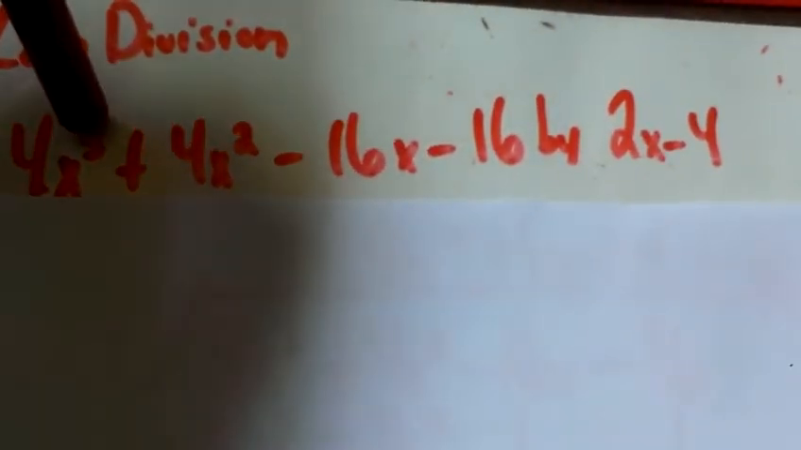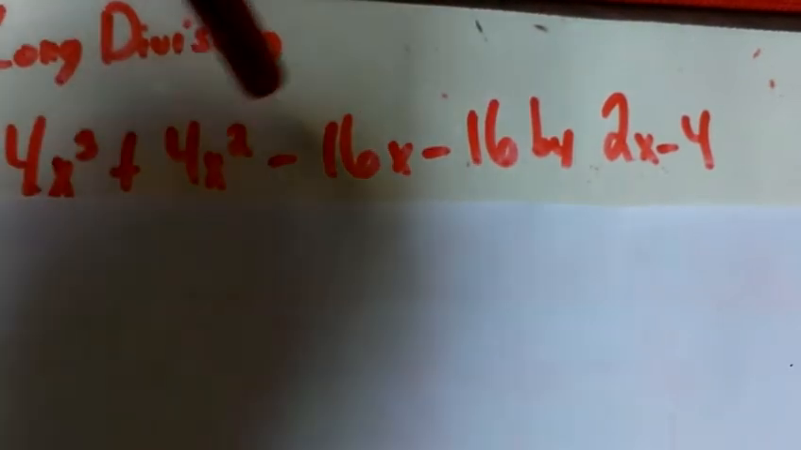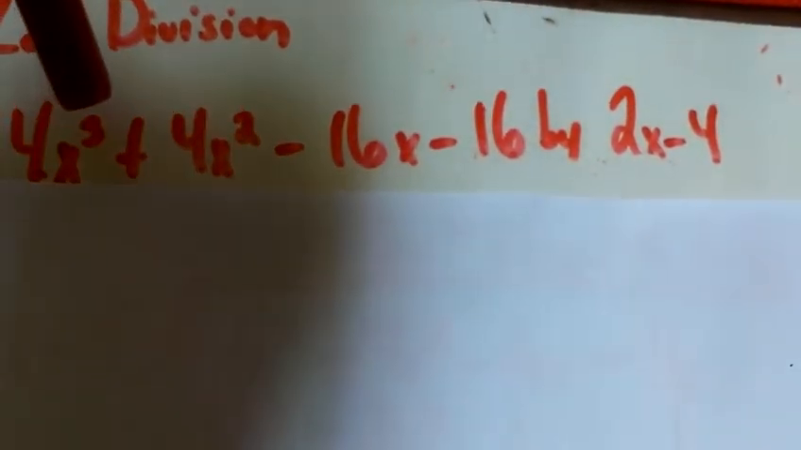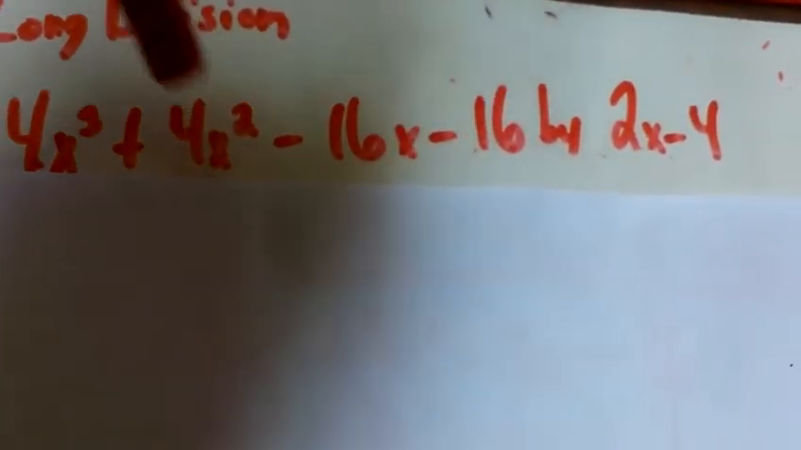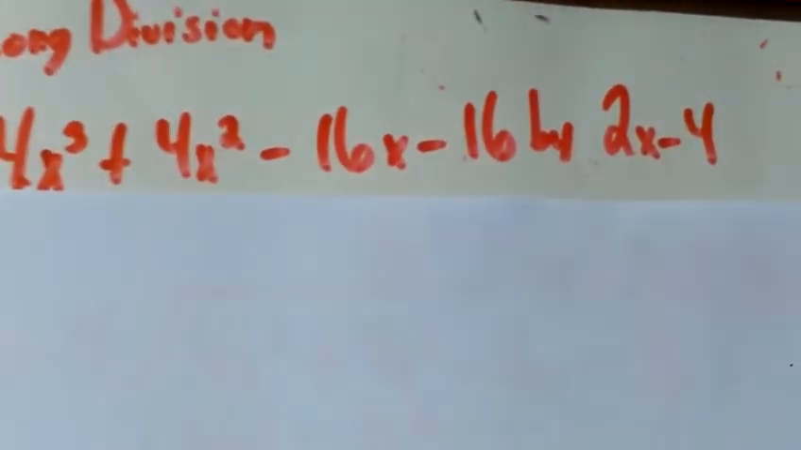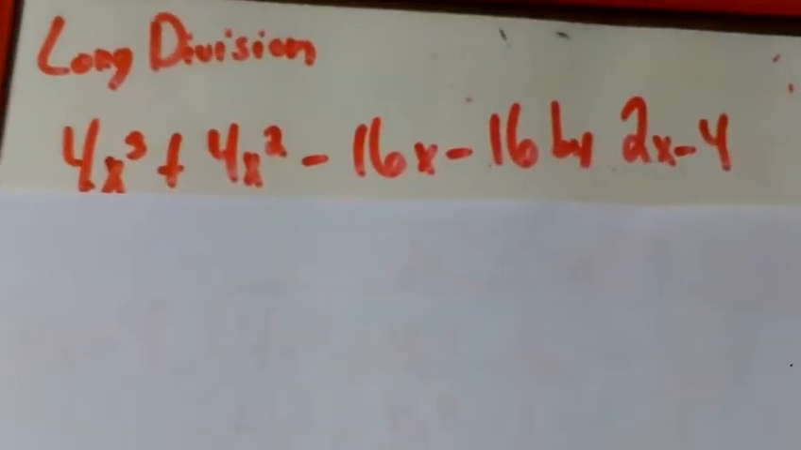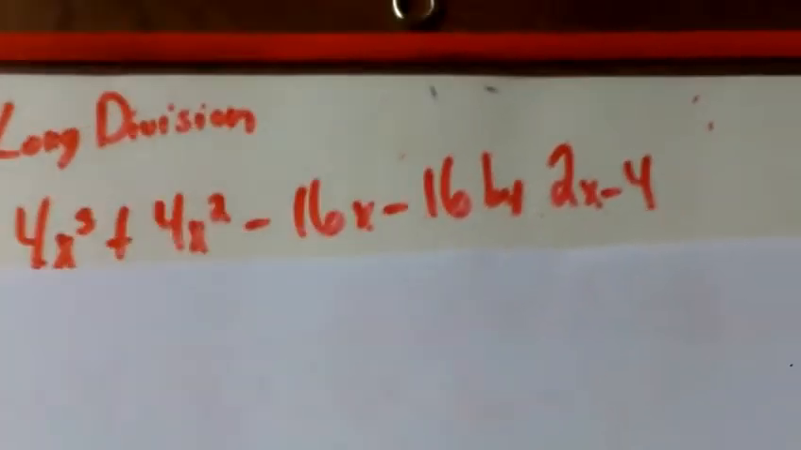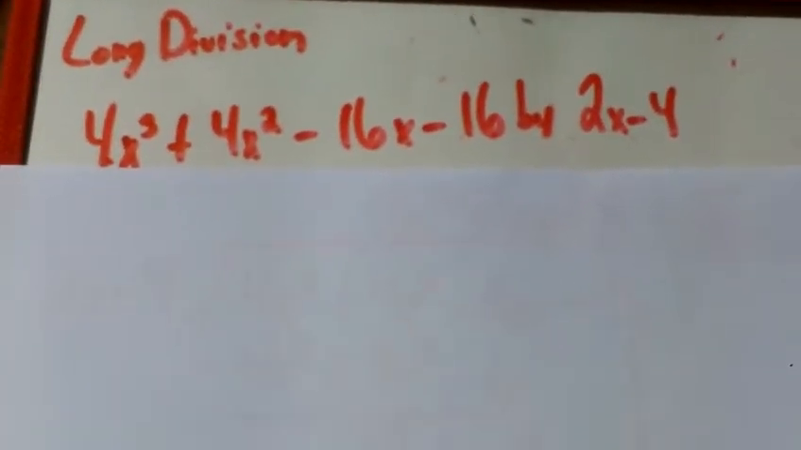For example, if this was a 5 and this was a 2 and this was a 1, you would have to add a 4 into the problem and also a 3. But in this case, we're good on exponents. We don't have to add anything, and we can just go ahead and divide.